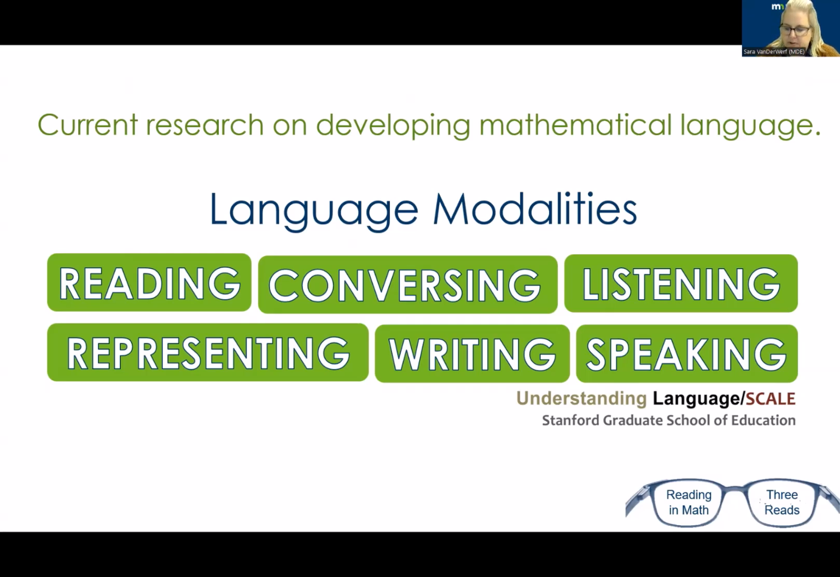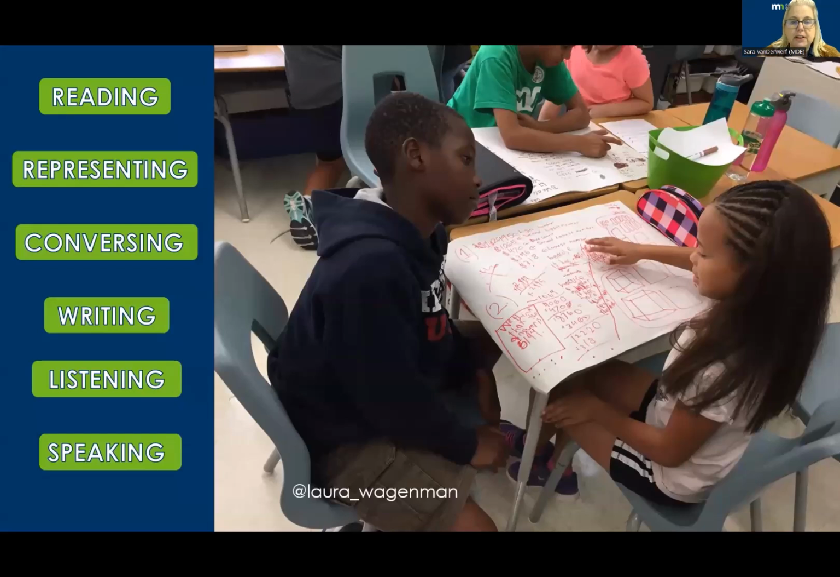And the picture that I shared with you before is really a picture of all 6 modalities. If you go back in the chat and look at what people said about this picture, people were talking about them reading and representing with representations and having a conversation and writing and listening and speaking. And so all of these modalities are there. My wondering is, what did the teacher do to create those conditions in this classroom?